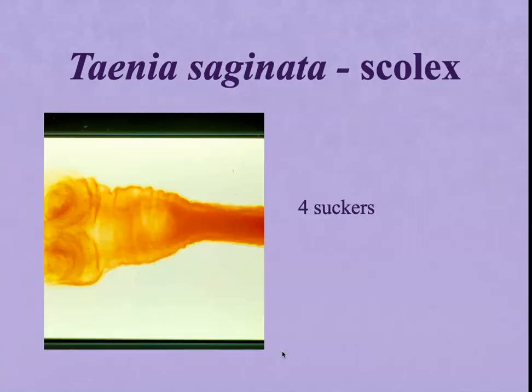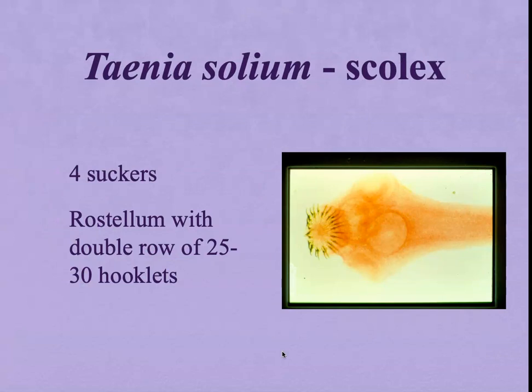Now, the scolices of these two can be differentiated. Remember, it's rare to see the scolices, but we do need to learn the difference between the two. So Taenia saginata has 4 suckers. Taenia solium also has 4 suckers, but it also has an armed rostellum. Remember, the rostellum is this extra bump on top of the scolex, and when we say armed, it means it has all these hooks.